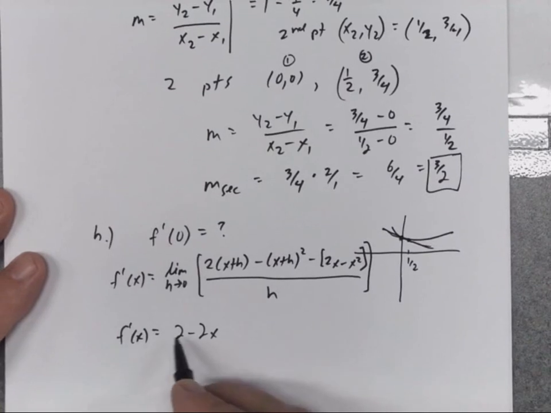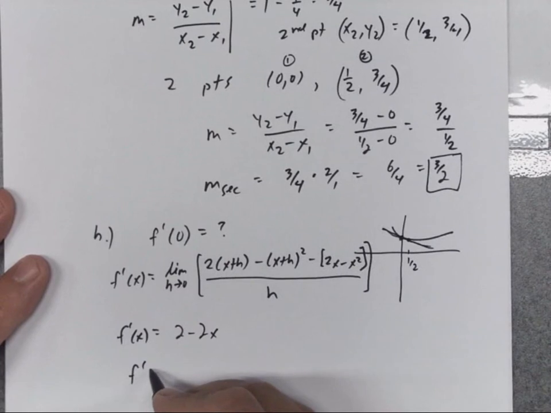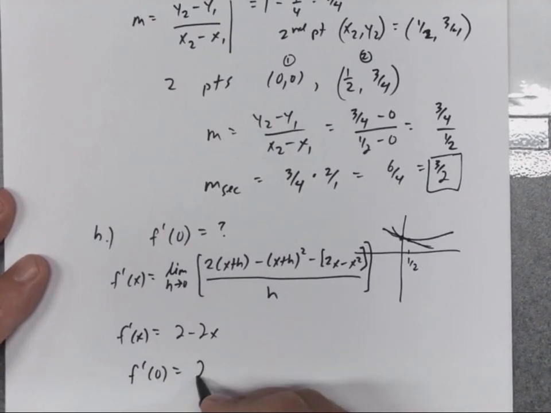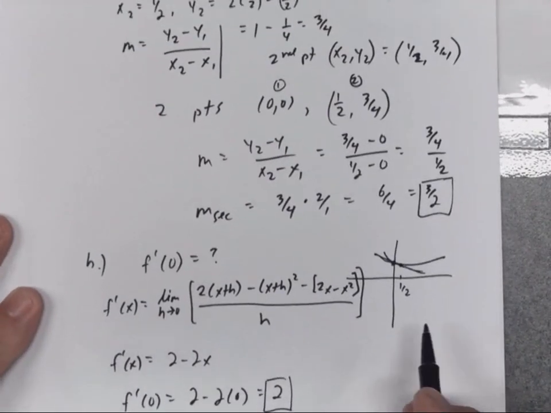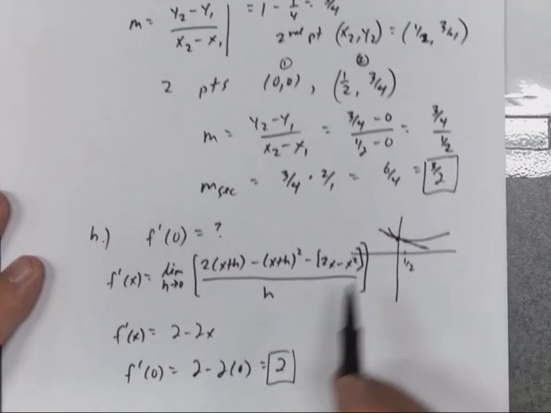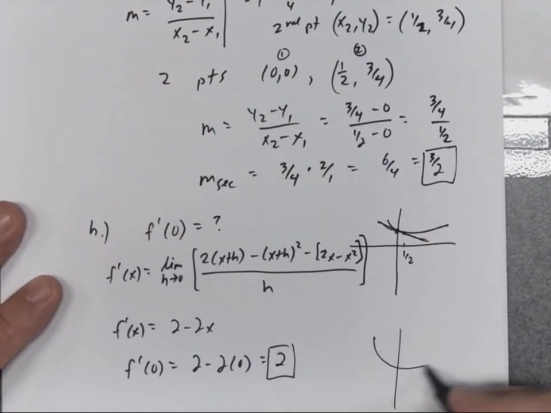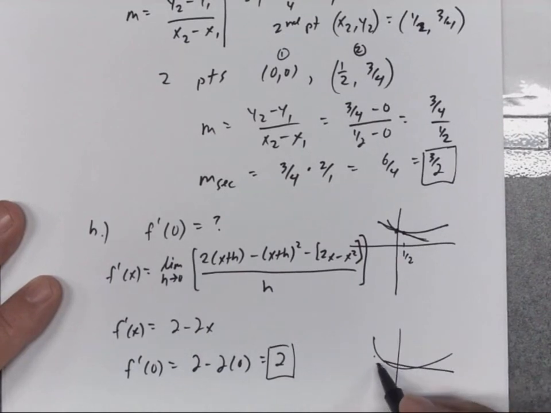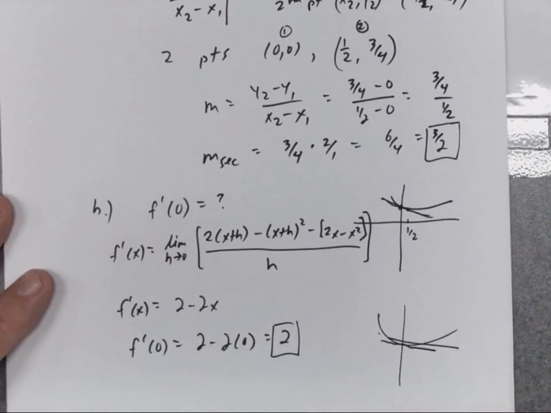So now we want to find the slope of the tangent line when x is 0. So you plug in 0, and you get 2. So if you compare, the slope of the secant line is 3/2, the slope of the actual tangent line is 2, so still a little bit off. In other words, maybe the secant line is like this, and the tangent line is like that. That's a bad picture, but they're not quite the same yet.